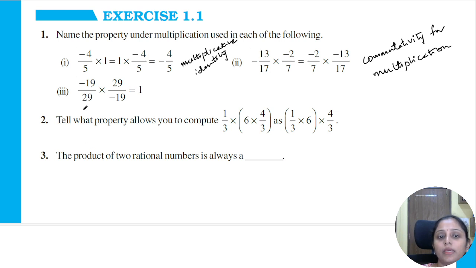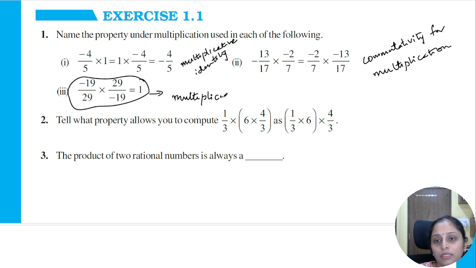Right. Next, in the third question, you have minus 19 by 29 into 29 by minus 19 equal to 1. This, by simplification, you know that it is equal to 1. But what is the property here that we are using? This is called something we didn't discuss in our chapter. This is multiplicative inverse. Okay, this is multiplicative inverse.